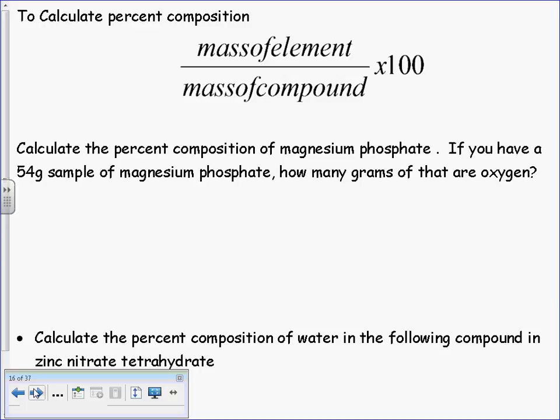I want you to tell me the mass percent. Anytime we're doing percent, it's always mass percent. And I want you to tell me the mass percent of magnesium phosphate. So basically what that means is I want you to tell me the percent of each element. Before we do that, we should write down what magnesium phosphate is. What is that?